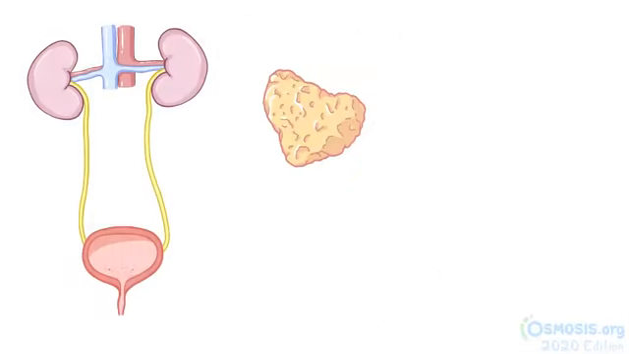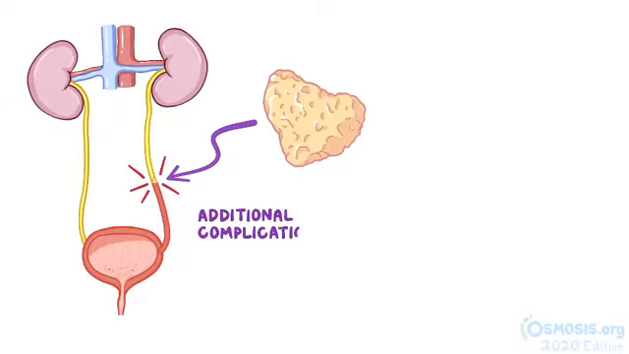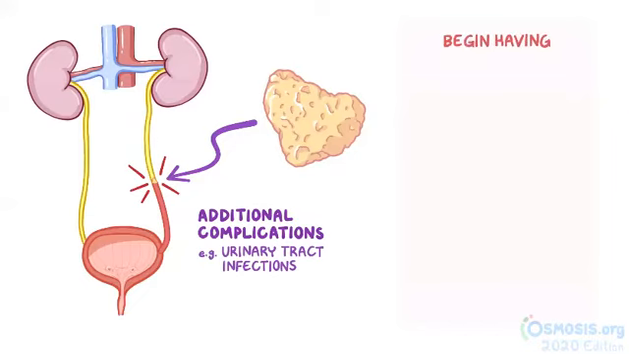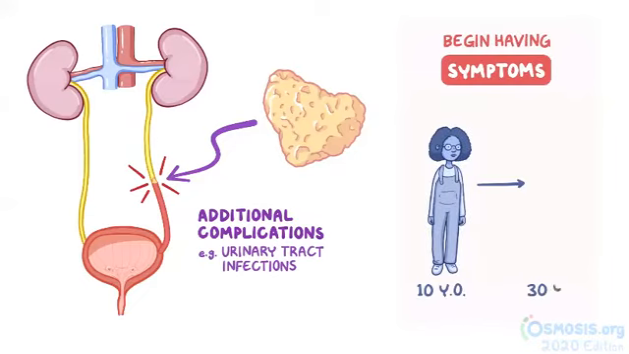Depending on their size, stones may obstruct the urinary tract and slow or stop the flow of urine. This can lead to additional complications, like urinary tract infections. Some individuals won't form stones, but others typically begin having these symptoms between 10 and 30 years old.